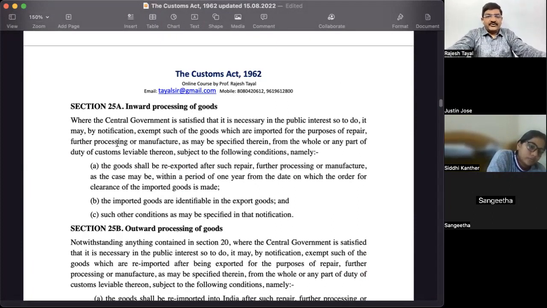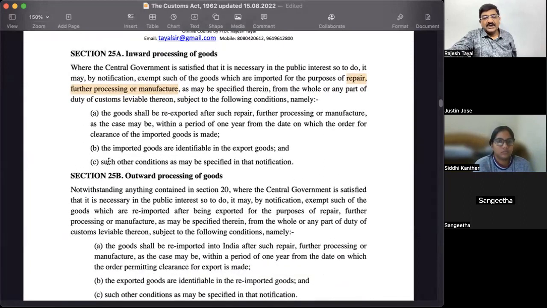In this, we are talking about the manufacturing and processing, including repairs and maintenance. Where the central government is satisfied that it is necessary in the public interest, it may by notification exempt such goods which are imported for the purpose of repairs or further processing or manufacture. Condition: the goods shall be exported after repair, further processing or manufacture within a period of 1 year from the date of order of the clearance of the imported goods. Imported goods are identifiable, and such conditions as will be specified in the notification.